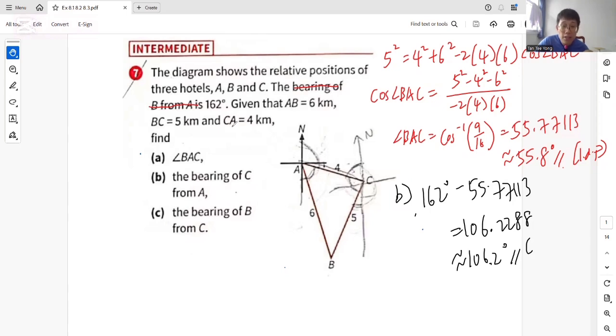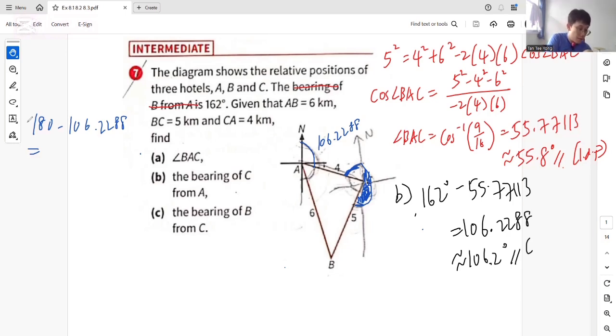Let's take a look at question 7C together. They want us to find the bearing of B from C. This is the bearing, this is the angle that we want. We also found out in part B that the bearing of C from A is 106.2288. We have to find this angle over here, an interior angle. So 180 minus 106.2288.